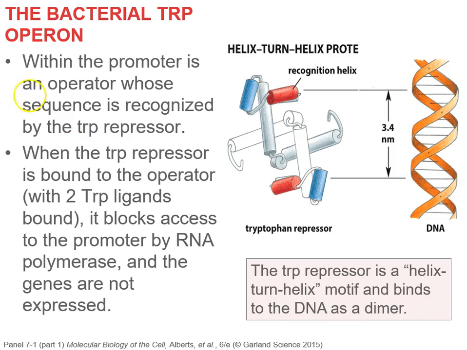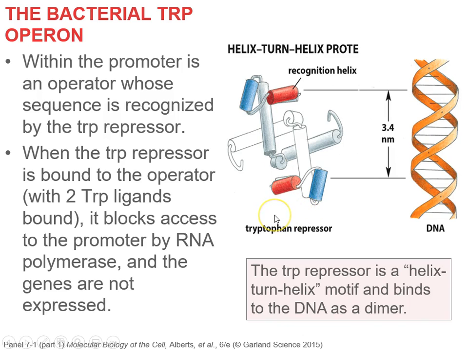Within the promoter is the operator, and the operator has a sequence that's recognized by the Trp receptor. So I showed you this a long time ago when we were looking at proteins that bind to the DNA. So this is a helix turn helix. We have the helices here shown as these cylinders. We have helix turn helix, and in red, that's the recognition helix. So that's the part that's going to bind to the DNA.